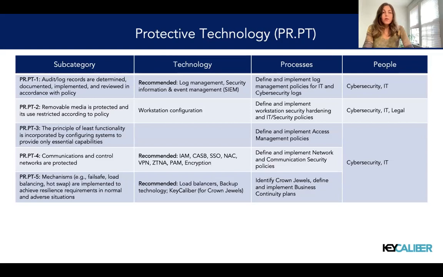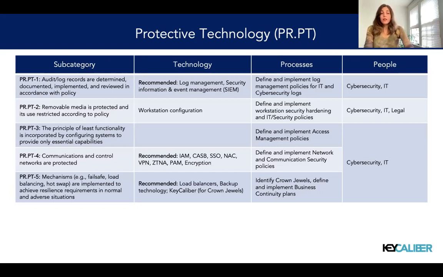Protecting removable media and making sure you're restricting it as necessary. Sometimes you can do this at the workstation level, and so you have the right policies in place to say, for example, no removable media is allowed, and then you lock down the devices so that it's not accessible. Principle of least functionality, that's getting to the same kind of concept as zero trust, and you define that in your access management policies. Not really technology involved in that.